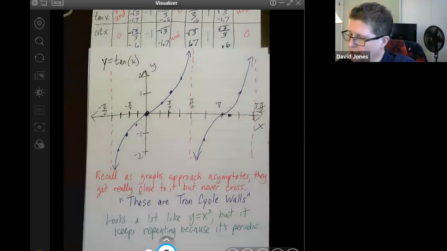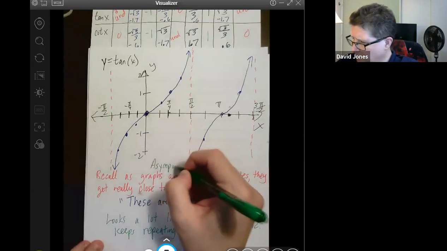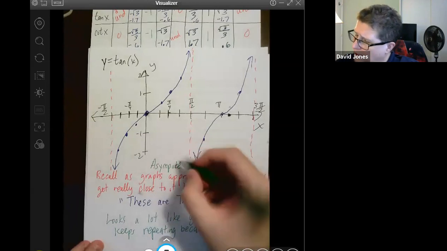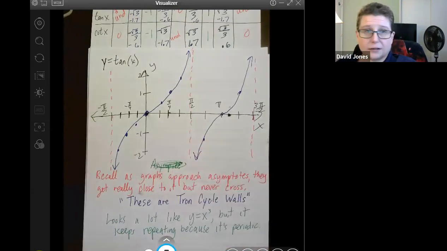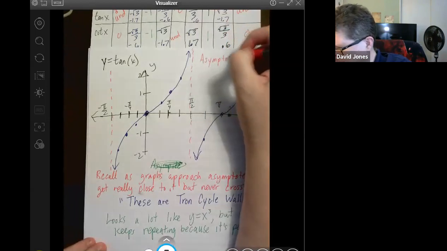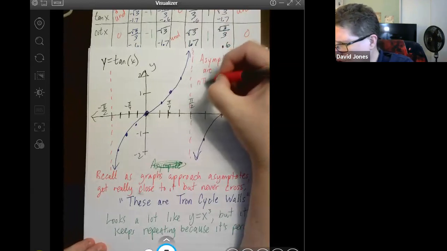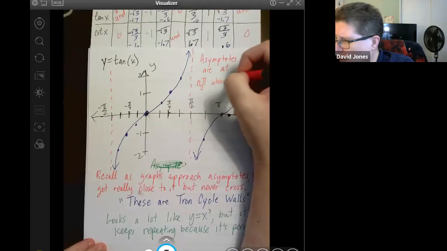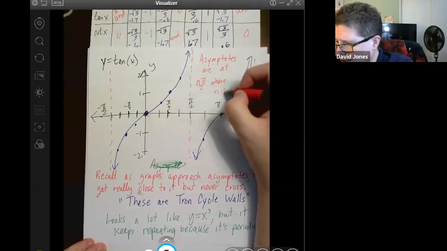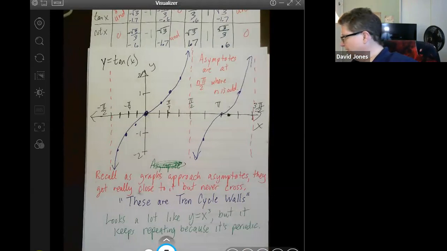And it's worth noting the asymptotes. Let's try this again. Asymptotes are at n pi over 2, where n is odd. Okay. Pause right there. Get your stuff together.